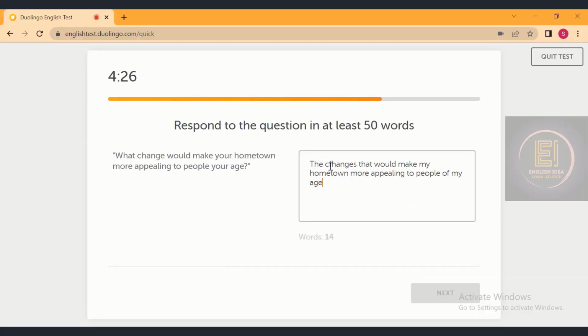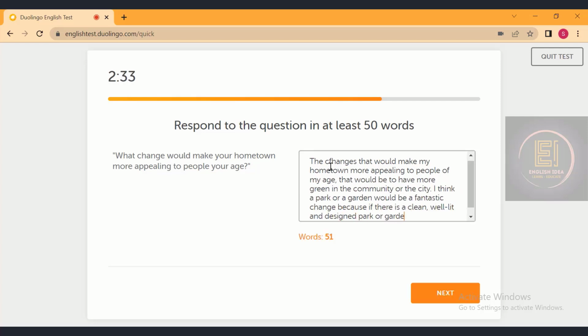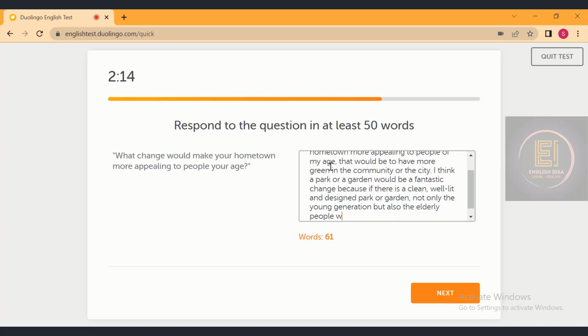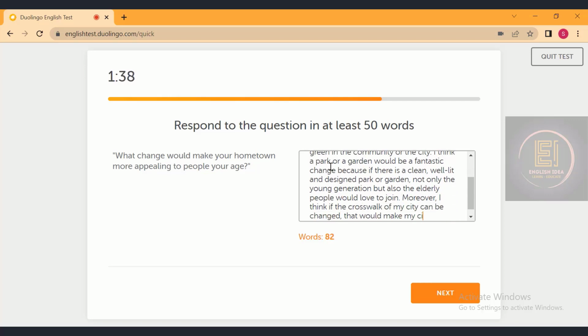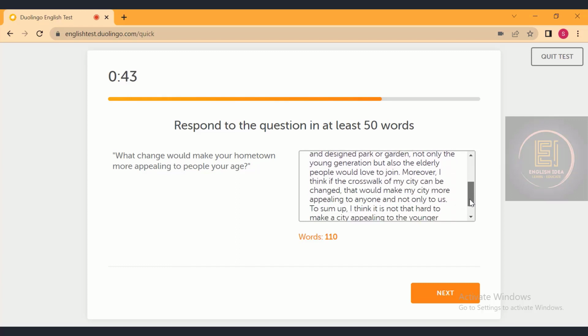Tip number 2. Speak and write as much as you can. This one is for the longer speaking and writing section, which you will come across a few times on the test. For the writing question, which looks like this on the exam, you have to write at least 50 words within 5 minutes.